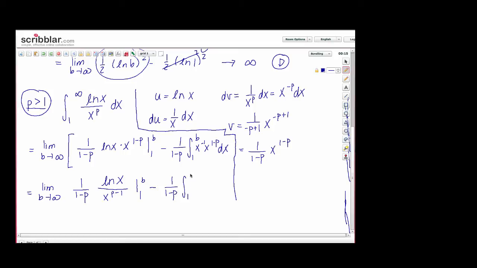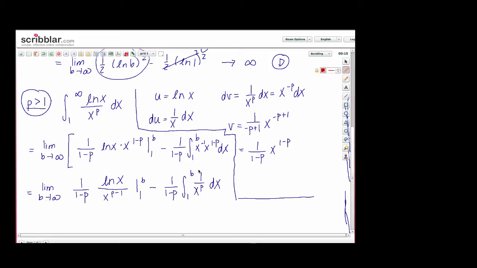Integral 1 to b of x to the minus 1 times x to the 1 minus p. Exponents add, and we just get x to the minus p, or 1 over x to the p, dx. Now remember, we're only interested in whether this integral converges or diverges. It doesn't really matter what number it's going to go to. So we don't need to redo the work.